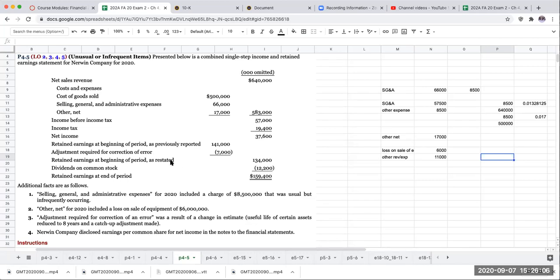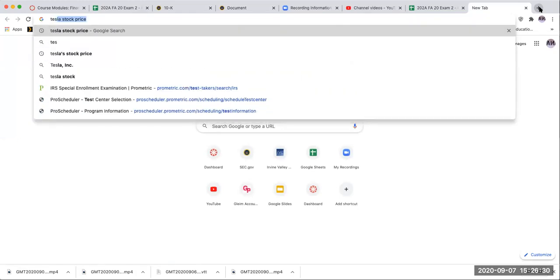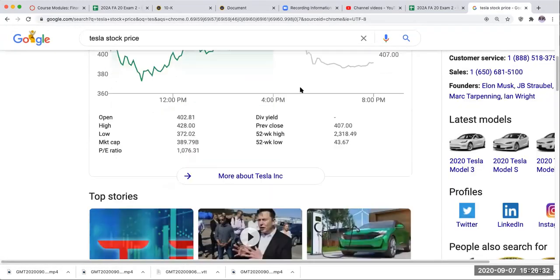So the one other part here is that Nerwin Company disclosed earnings per common share for net income in the notes to the financial statements. You never want to do that. You want to be showing it on the face of the financial statements. Earnings per share for a company is extremely important. And if I go over here to Tesla's stock price, one of the things you'll notice is the price to earnings ratio. This tells us that it's going to take 1,000 years to make up the stock price.